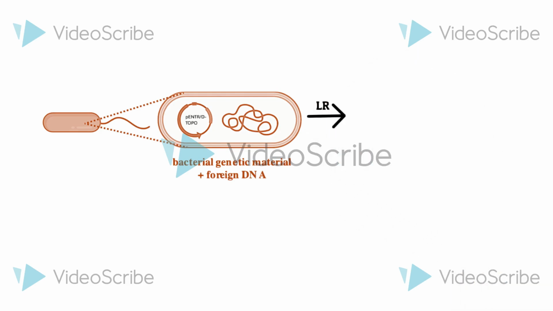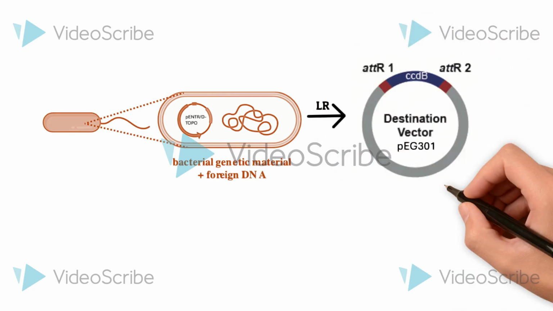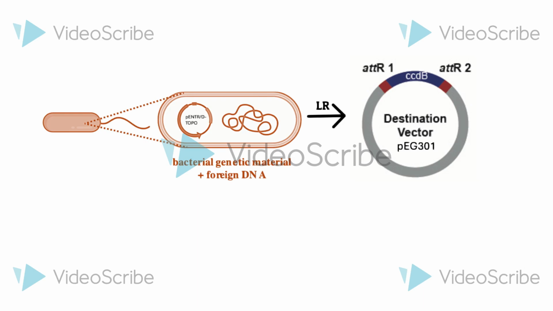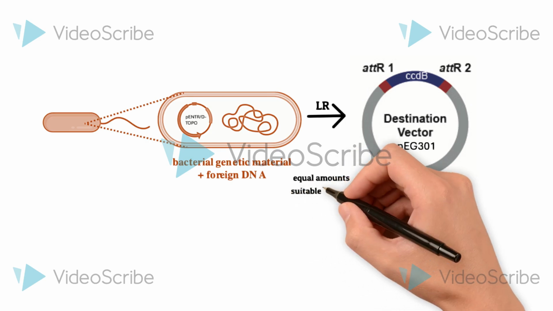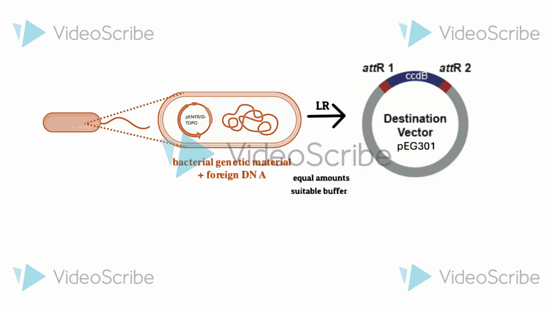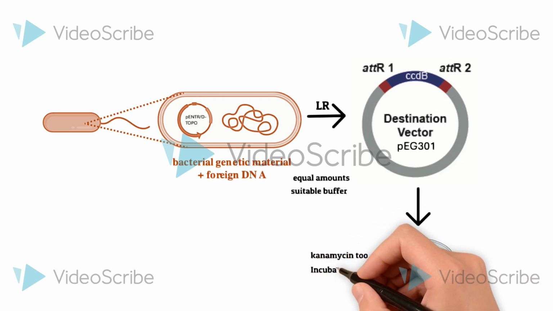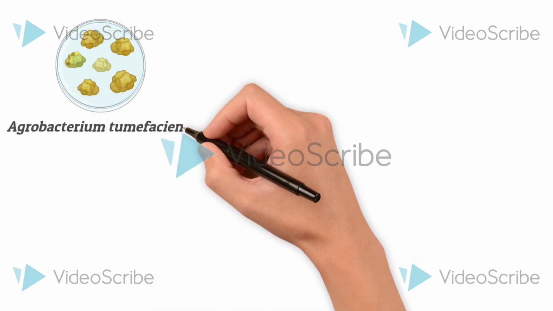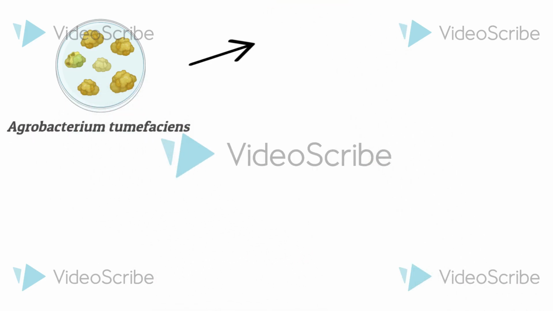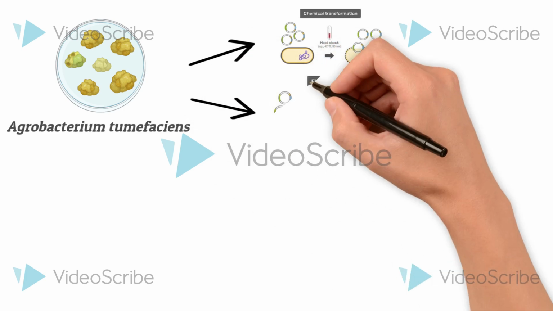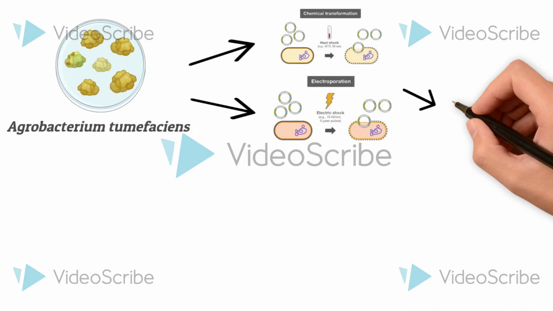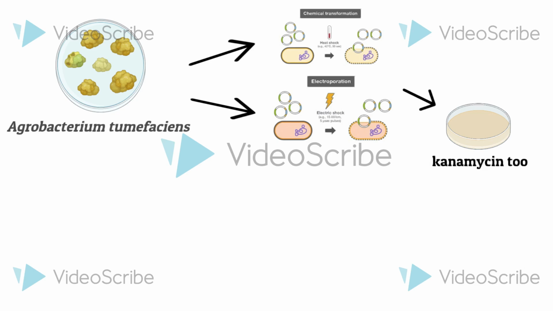The next step is the LR recombination. Here, we transfer our insert from the pENTR vector into the PEG 301 destination vector, and for that we mix equal amounts of the entry clone and the destination vector in a suitable reaction buffer and let the LR clonase carry out the recombination. Once it's ready, we plate the mixture onto selective media containing the same antibiotic we used before and incubate overnight. Now it's time to transform Agrobacterium tumefaciens with the recombinant Gateway destination vector, using either a heat shock or electroporation method, and then we plate them on selective media containing kanamycin to select the successful transformants, and then incubate the plates overnight at 28 degrees Celsius.